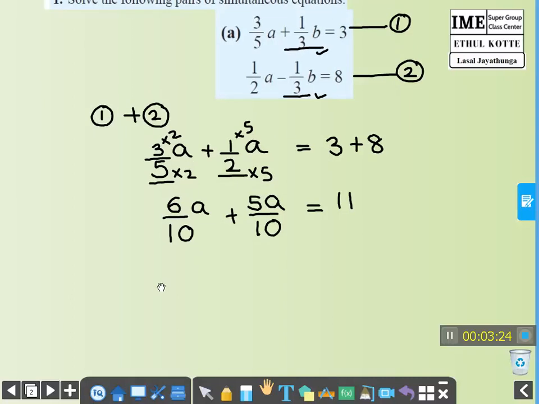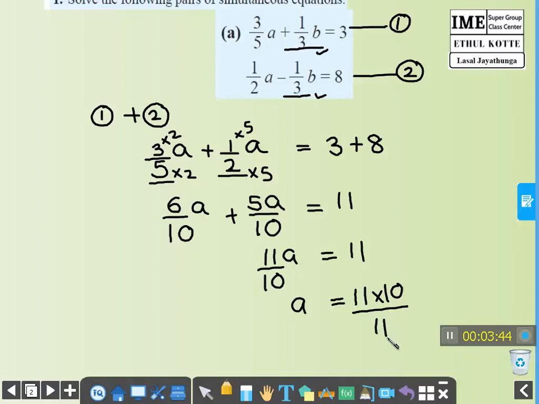Right, further we'll simplify. Now easily you can add them. 11a upon 10 equals 11. To obtain a, send this 10 and 11 to the other side. 11 into 10 divided by 11. Now 11 and 11 cut down. A equals 10. Right. Now one value completed. A equals 10.